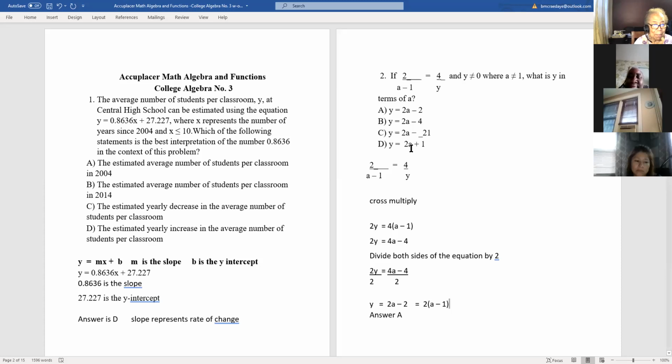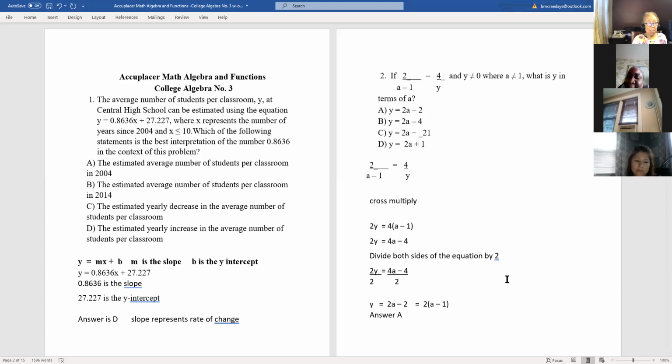They had 2a plus 1, they had 2a minus 2. But if you factor out the 2, notice you have a 2 here and you have a 2 here. So 2 times a and then 2 times 1 is 2. So another answer could be 2a minus 1, but that wasn't one of your choices. Any questions?